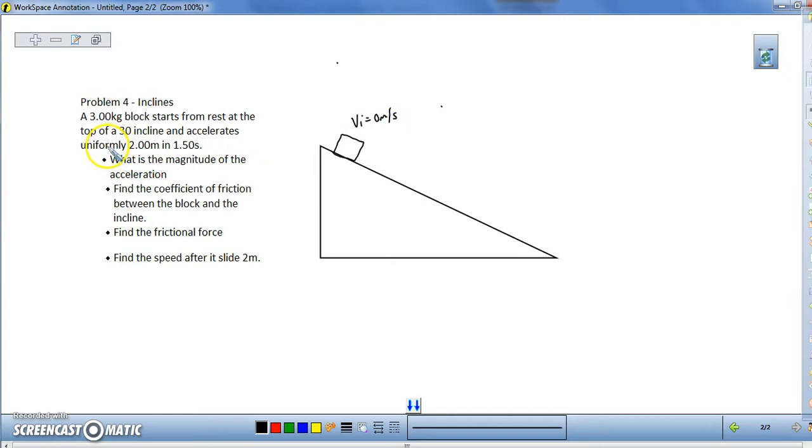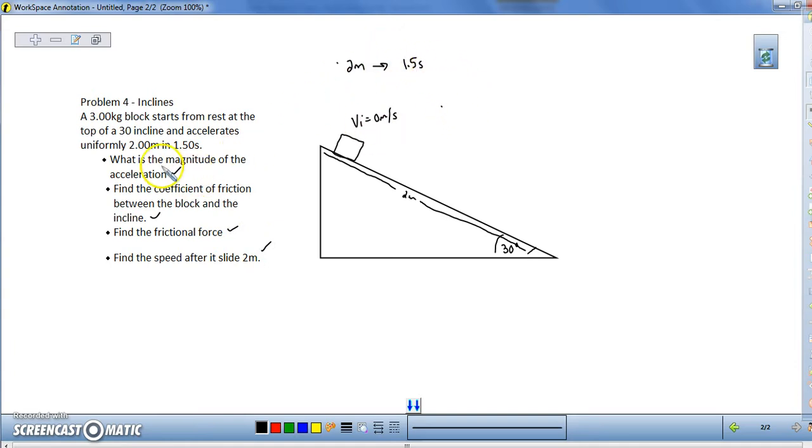And we have a 30-degree incline. We know that the box accelerates uniformly down the 2 meters of this whole thing, at the top, and accelerates 2 meters. So we go 2 meters in 1.5 seconds. We have to find the acceleration, find the coefficient of friction, find frictional force, find speed. Okay, so we have a bunch of little things we have to do here.